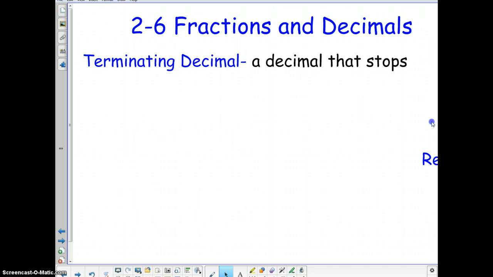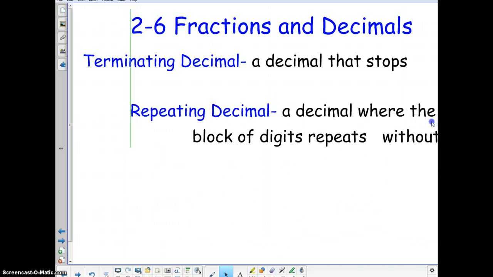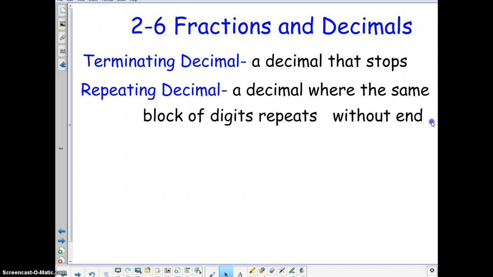The next vocab word is a repeating decimal. That's a decimal where the same block of digits repeats without end. I'm sure most of you have seen what a repeating decimal is and a terminating decimal, but I'm sure you didn't know they were called this. You probably have heard of a repeating decimal, but not a terminating decimal. It's one or the other. The decimal either stops or the same block of numbers keeps repeating without end.